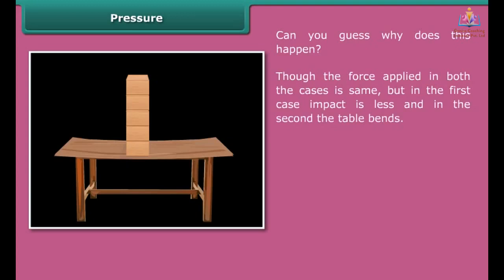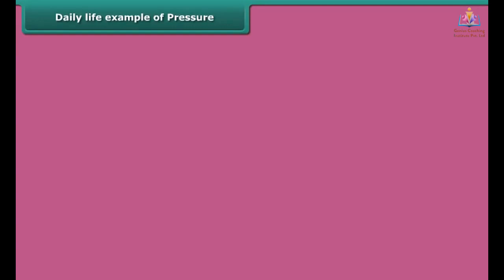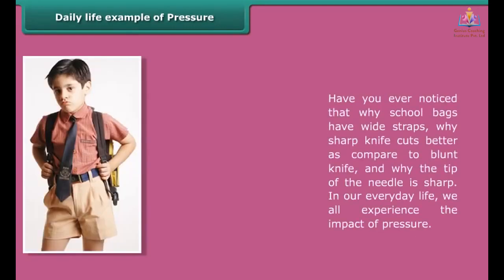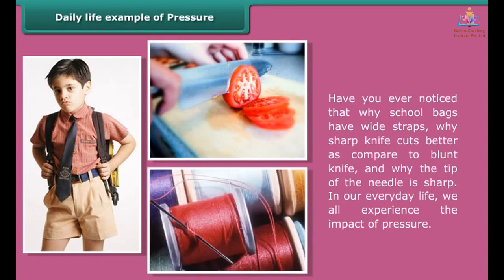of boxes upon it. Now, rearrange these boxes on the same table, placing them towards the center and one over the other. Now see the impact. In this arrangement, the table either bends or breaks under the weight of the boxes. Can you guess why this happens? Though the force applied in both cases is the same, in the first case the impact is less, and in the second, the table bends.